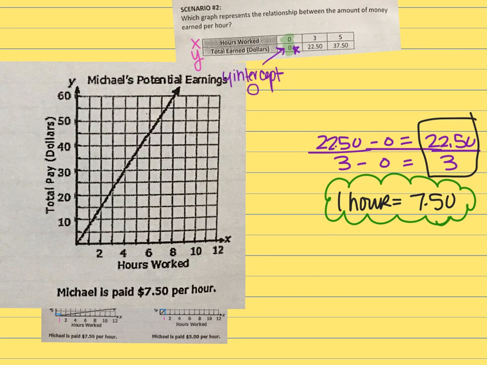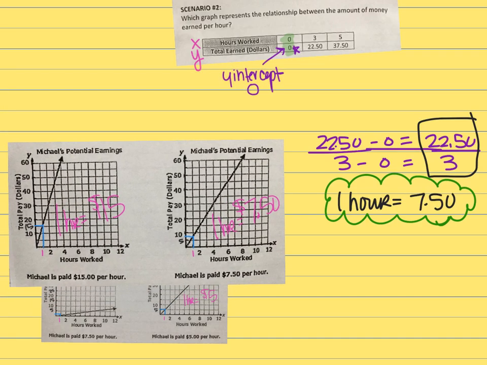If I scoot over to this graph and I find the 1, I go up until I touch the line, and then I go sideways. That's going in between 5 and 10. So halfway between 5 and 10 is 7.50. So this would be the graph that I would choose.